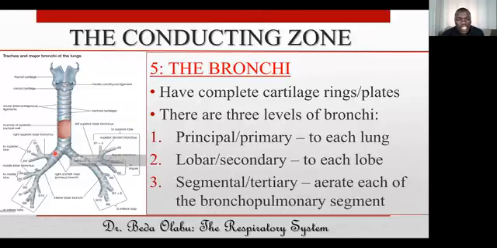The second generation of airway division is the lobar bronchus. And the third generation of airway division is the segmental bronchus. These generations of airway divisions are many. We are going to see them. I want you to understand the concept of generations of airway division. All right, those are bronchi.